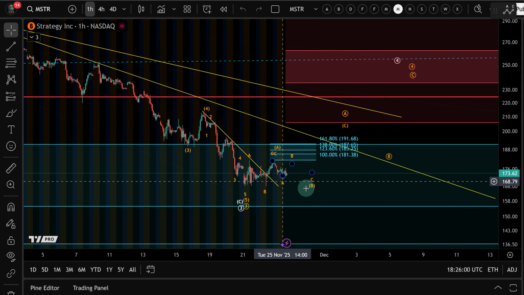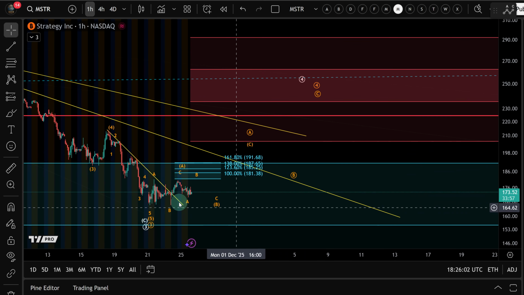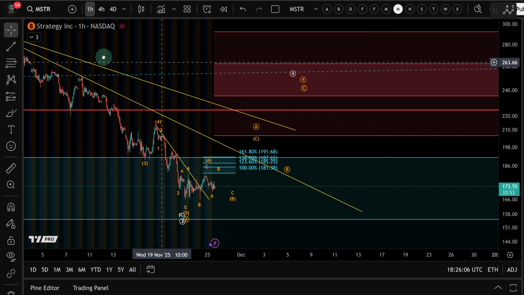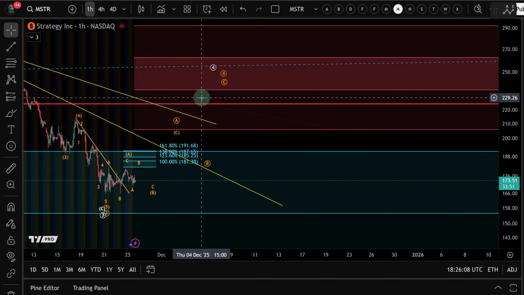This is the Strategy Inc. chart, and I have outlined here how I really would like to see this upside bounce develop, but there is absolutely no upside momentum at the moment. And from that point of view, we need to understand that it's not really confirmed yet that a fourth wave bounce has started.